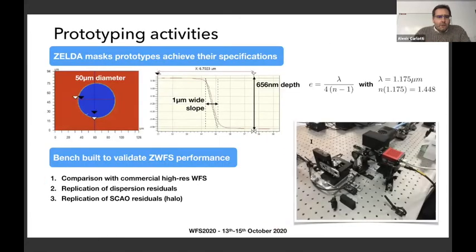So just a few words on the prototyping activities that we have at IPAG, together with LAM. We have built some masks, and they meet the specifications that we set for them, and we have built a first test bench to test the performance of the ZELDA sensor, and first to compare it with a known sensor, in our case a PHASICS sensor.